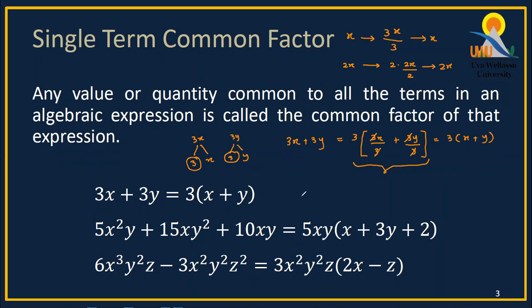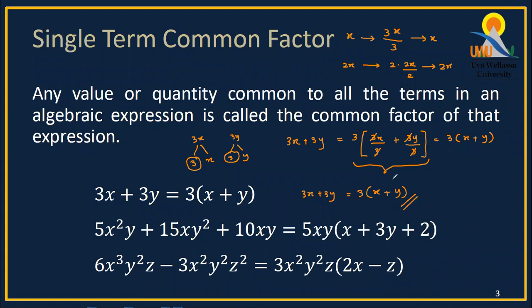Then what you can write here is, if you are having 3x plus 3y, you can simply think about this. If you are taking 3 out, then the remaining, from this 3x, should be x. Plus sign is there. If you are taking this 3 out from 3y, then y is the remaining part. Therefore, you can simply say this as 3 times x plus y.